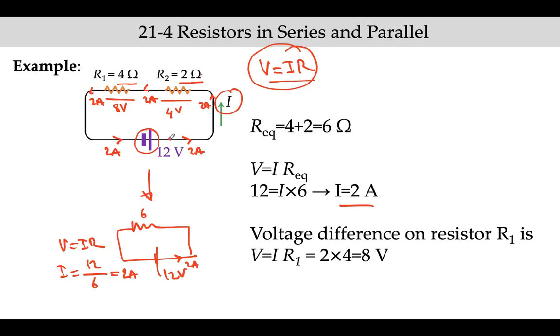So at this point, you have 12 volts, and it drops to 8 volts because 4 volts is taken by this resistor. So at this point, you have 8 volts, and this resistor also takes up 8 volts. So at this point, you have 0 volts, and it's connected to the 0 volts side of the battery.